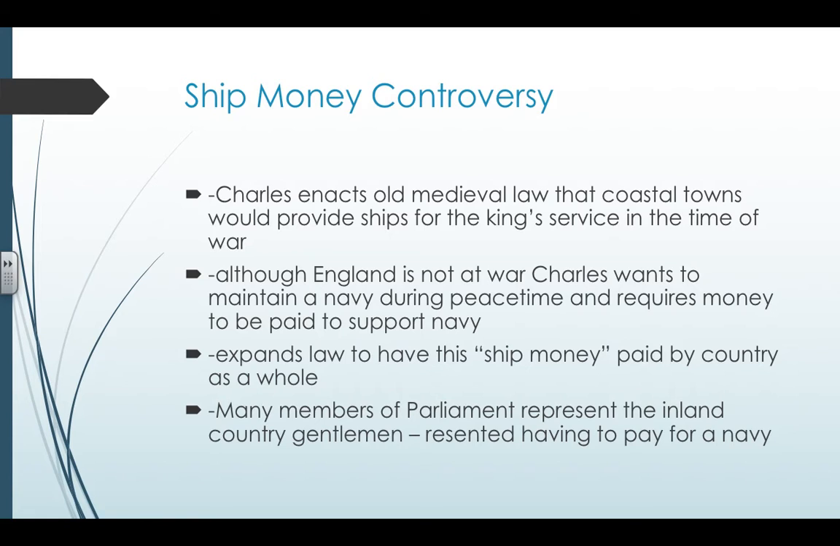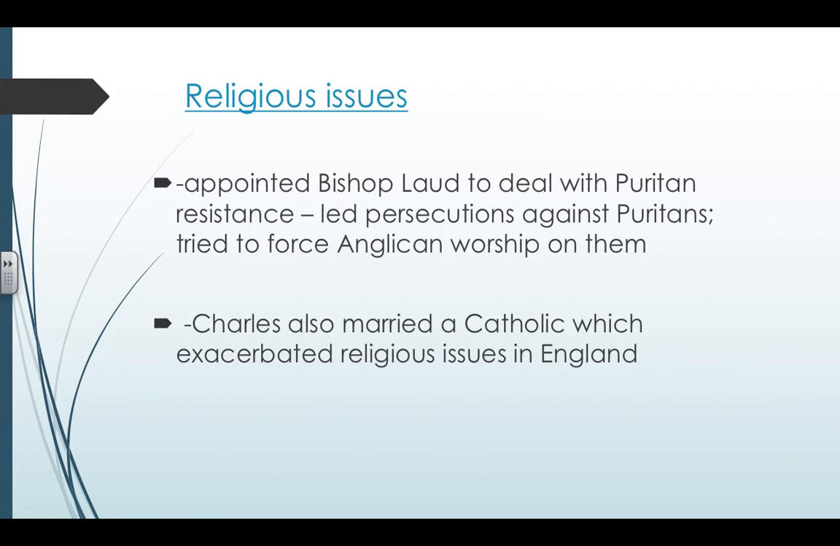between Parliament and Charles. And the religious issues that had been occurring with James will now continue with Charles. And Charles actually is going to be much more strict in his view of religion. He appoints a man named Bishop Laud to deal with the Puritan resistance. And Bishop Laud deals with it by basically persecuting Puritans and trying to force the Anglican worship on them.